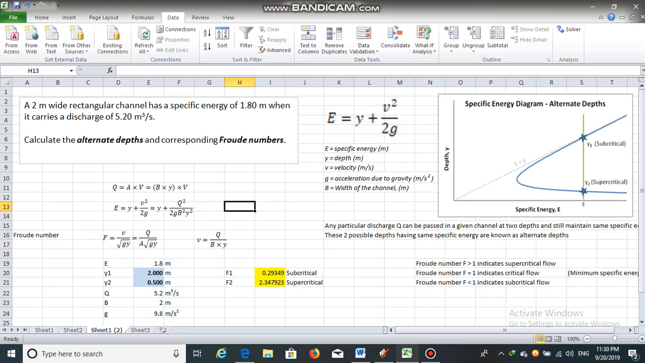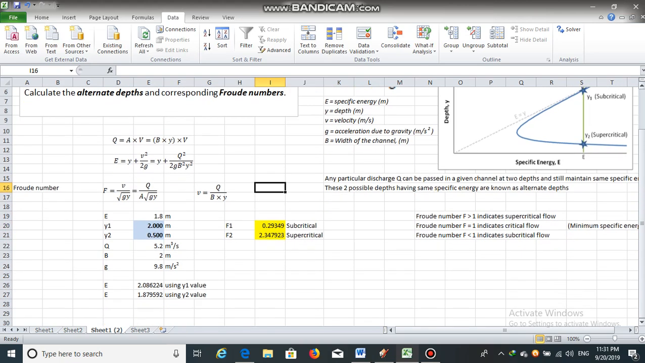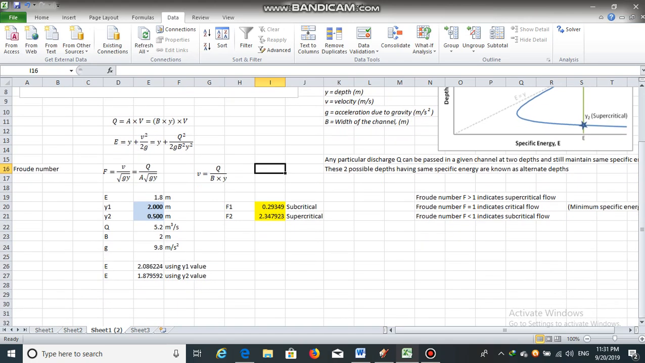Now, E is equal to y plus v square by 2g. Now A is equal to width into depth, b into y. So we can write this equation in this form: E is equal to y plus q square by 2g into b square into y square. We want to calculate alternate depths y1 and y2. So let us first calculate the alternate depths.